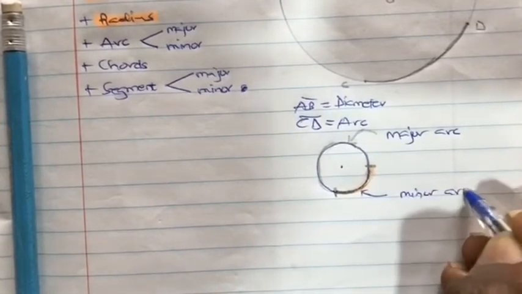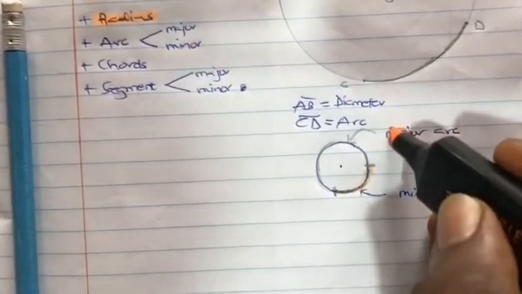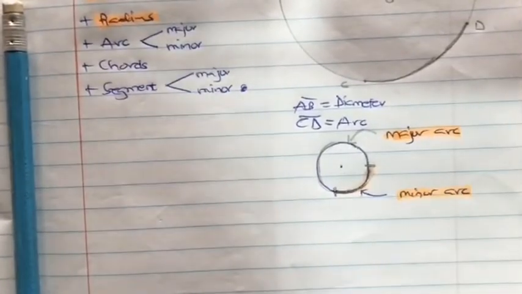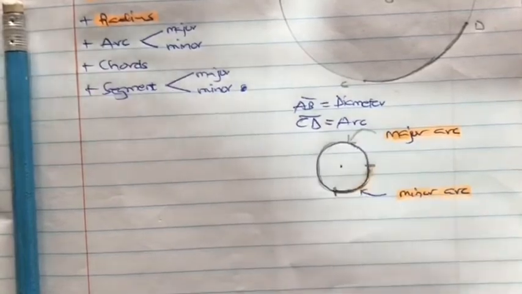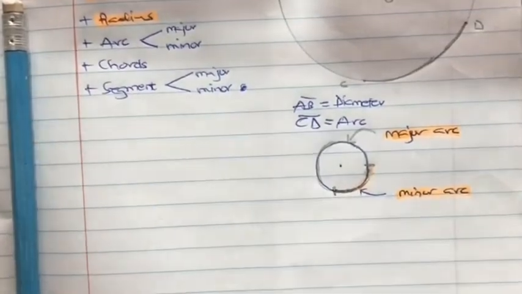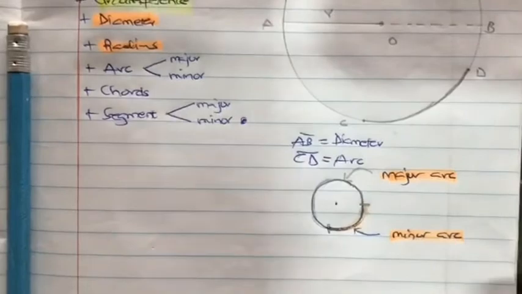This will be a minor arc. So that's our major arc, and this is our minor arc. Now we also have chords. So chords are lines that touch the circle at 2 points.